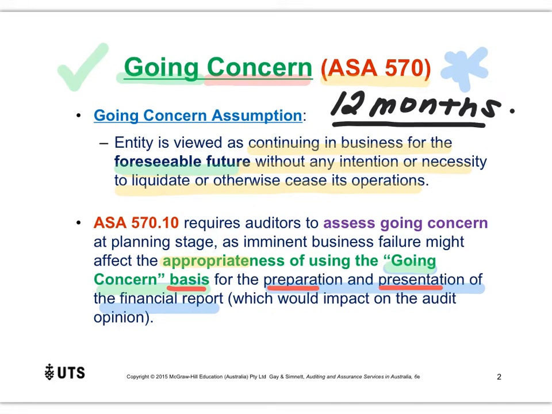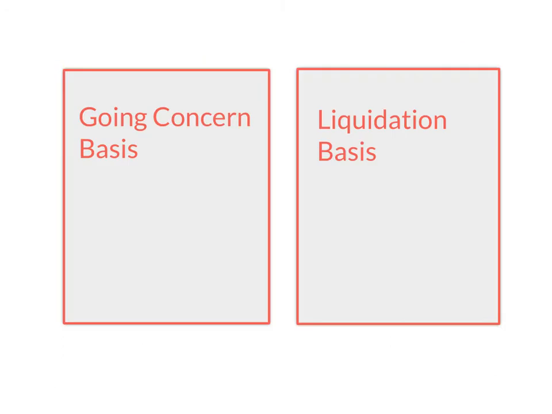Now, believe it or not, there's actually two main bases upon which we can use to prepare the financial report. So let me take you through those and show you why it's important to make this assessment. So the two bases that can be used when preparing the financial report is the going concern basis and the liquidation basis. Now, please note before I go any further, it's one or the other. So it's a versus situation. The business will either prepare the financial report based on the going concern basis or the liquidation basis.